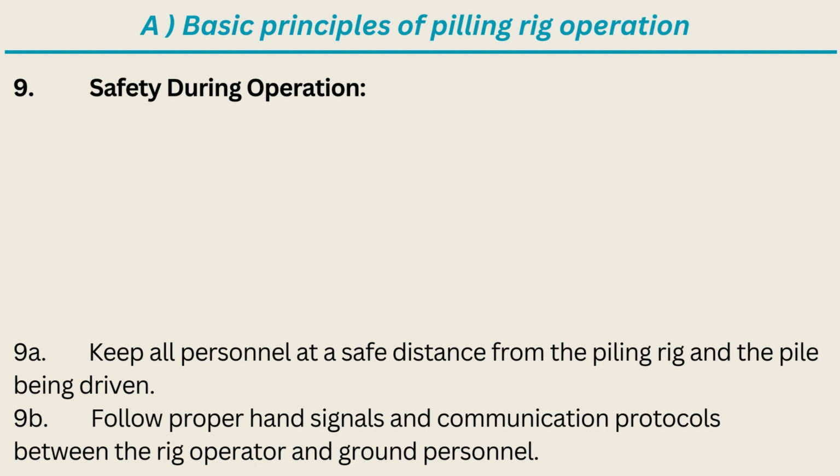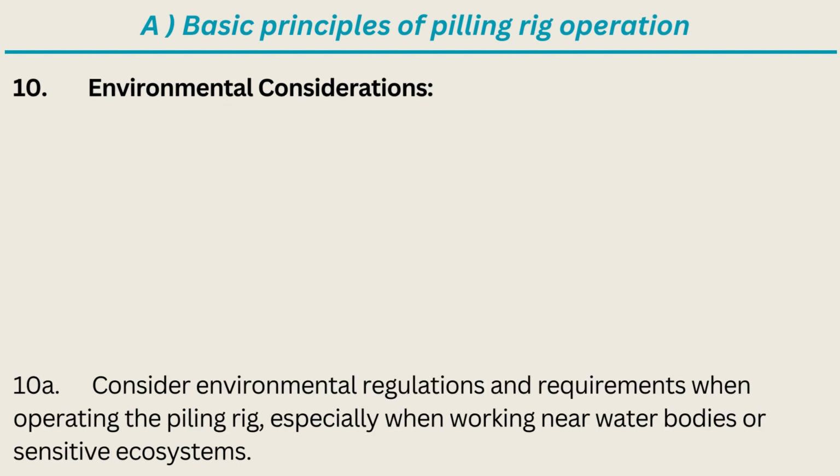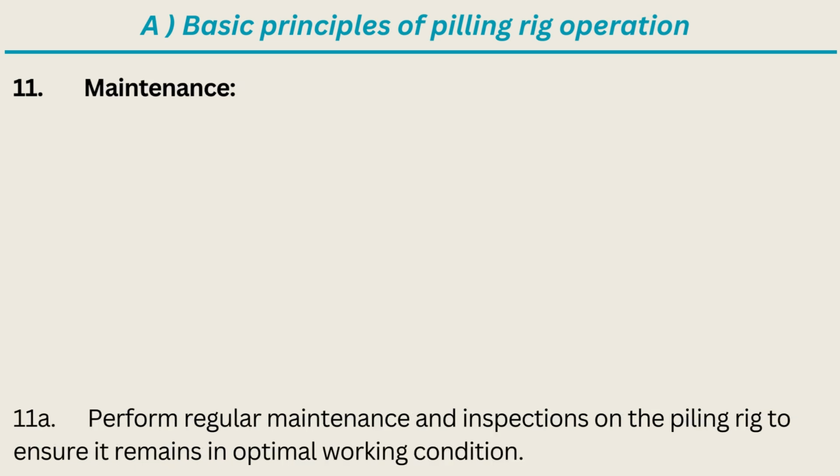9A. Keep all personnel at a safe distance from the piling rig and the pile being driven. 9B. Follow proper hand signals and communication protocols between the rig operator and ground personnel. 10. Environmental considerations. 10A. Consider environmental regulations and requirements when operating the piling rig, especially when working near water bodies or sensitive ecosystems. 11. Maintenance.